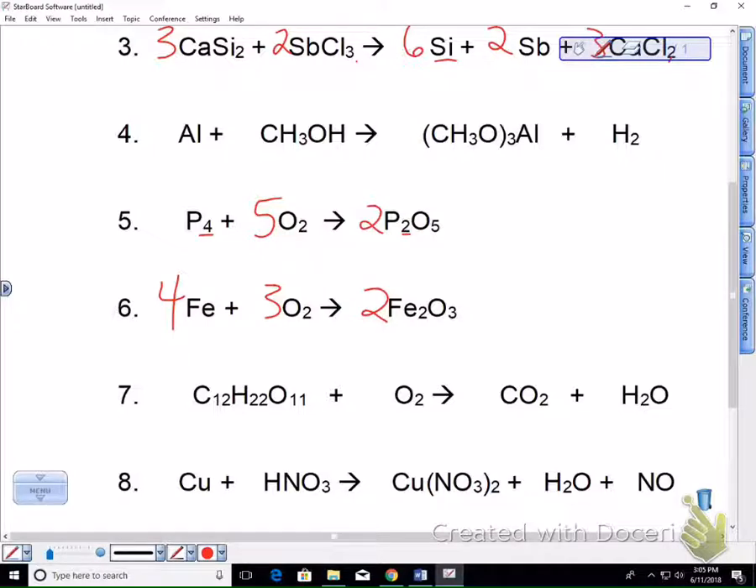If I had started with iron and I had put a 2, I would have to end up going back and changing that 2 to a 4, which is not wrong. It's just an extra step that you wouldn't have to do normally.